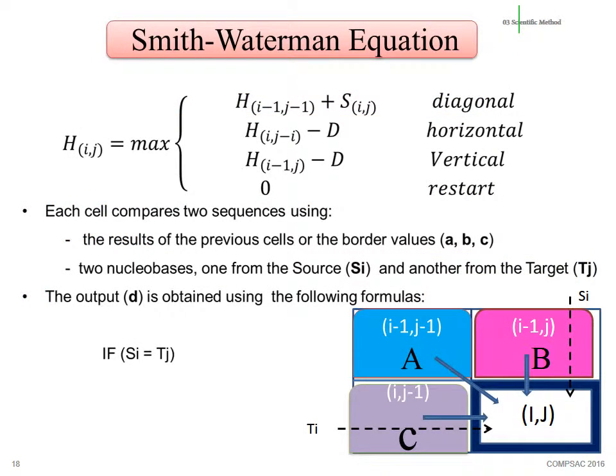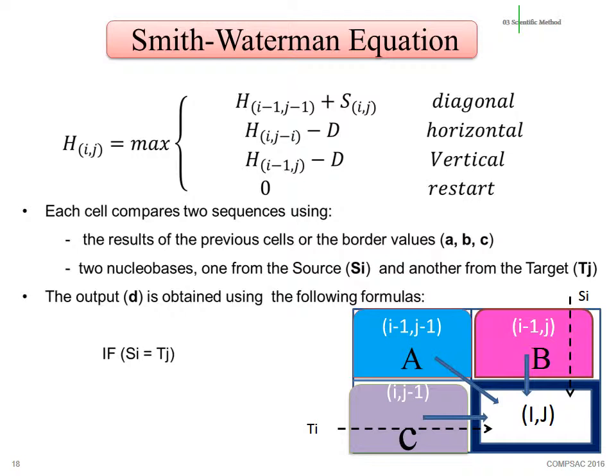In this slide, we explain how to calculate every cell in the matrix. If you want to calculate this cell as an example, we need to know A, B, and C, and we need to compare the two letters in the reference sequence and the query sequence. If they match, we add A plus the match reward. If mismatch, we add A plus the mismatch penalty.